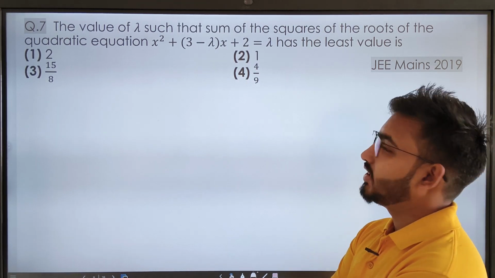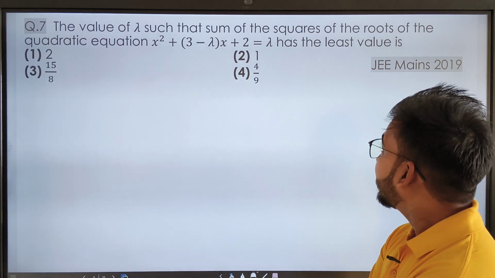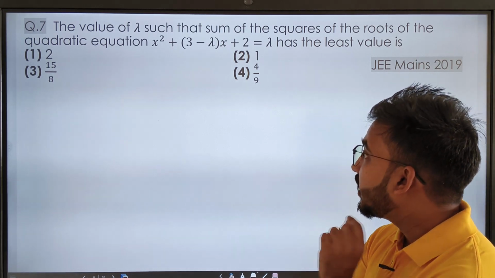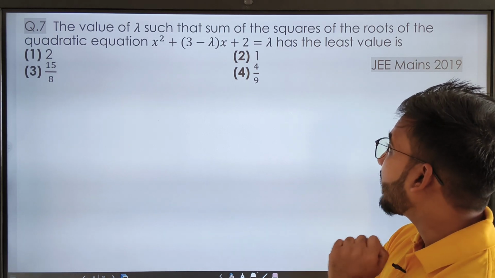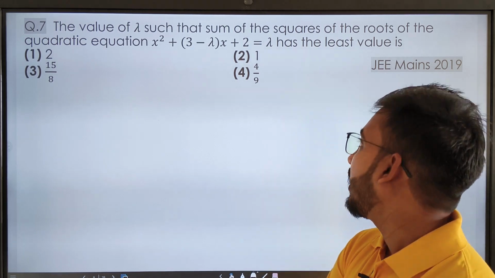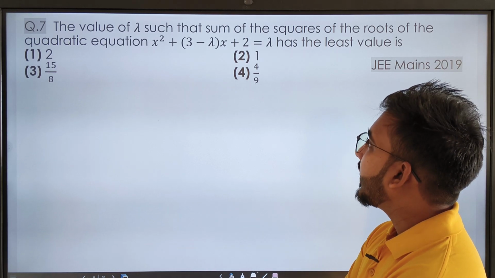So question number 7, it is saying the value of lambda such that sum of the squares of the roots of the quadratic equation x square plus 3 minus lambda times x plus 2 equals to lambda has the least value. Okay.